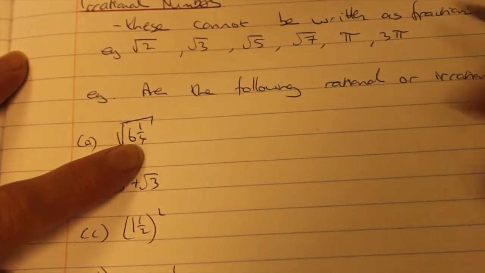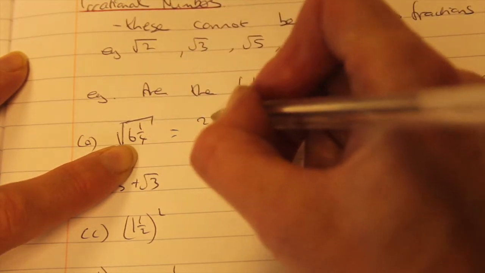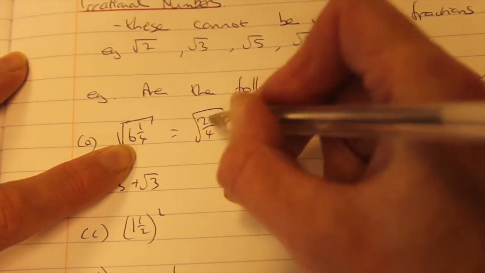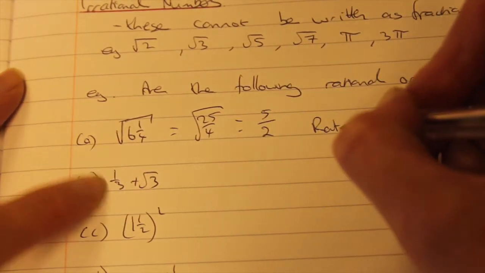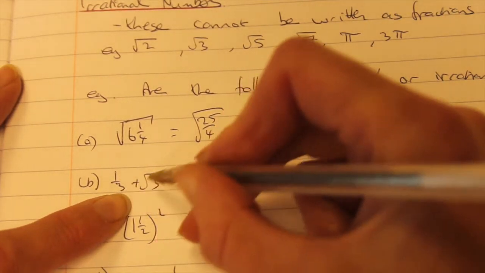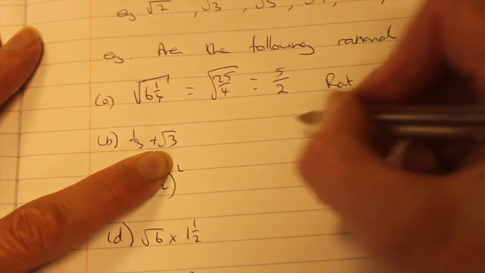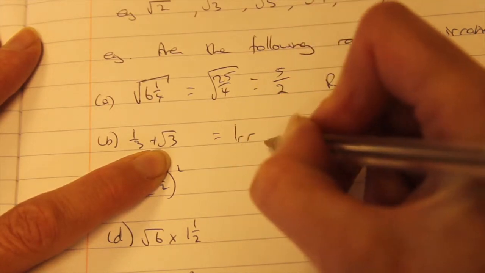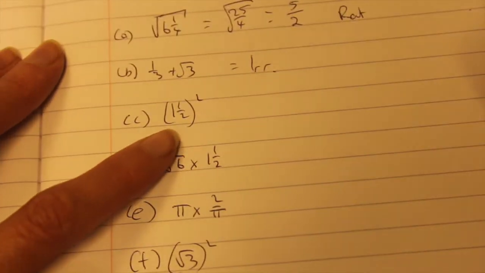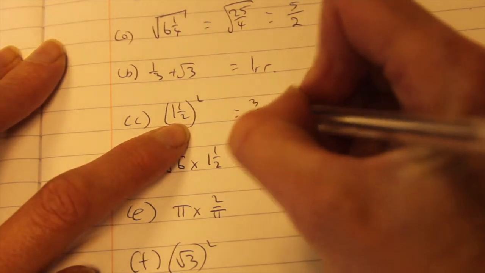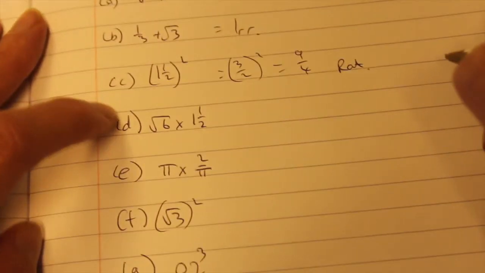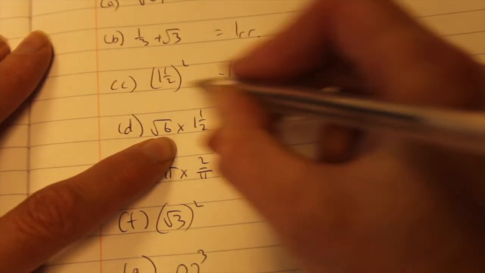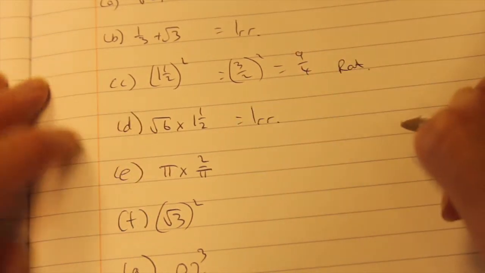Now, I don't know what that is, so I'm going to do a bit of work with it. Change into improper. 6 times 4 is 24, add 1, 25 over 4. The square root of 25 is 5, square root of 4 is 2. So that is rational. This one here is a third, that's rational, but root 3 is irrational. So that complete answer there would be irrational. Part C, 1.5, I'll write that as 3 over 2, square it, 9 over 4 is a fraction, rational. The square root of 6 does not break down, so that whole expression is irrational.